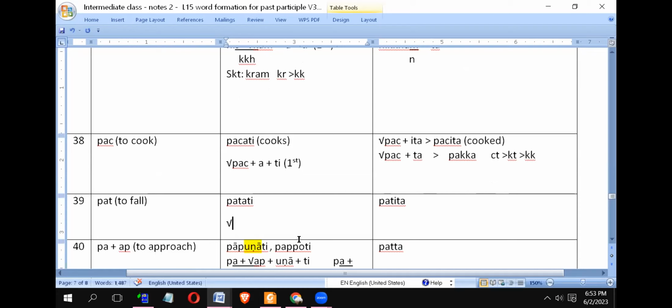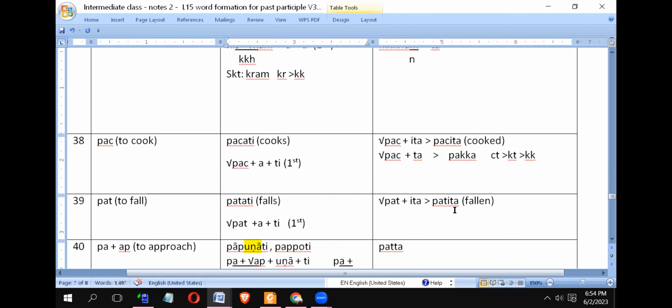Okay, so pat is the root, and then plus a plus ti, the first conjugation sign. Good. Now the past participle is very easy. The root pat plus ita. So how do you write it in English? Patita in English is fallen. So the present tense is fall.